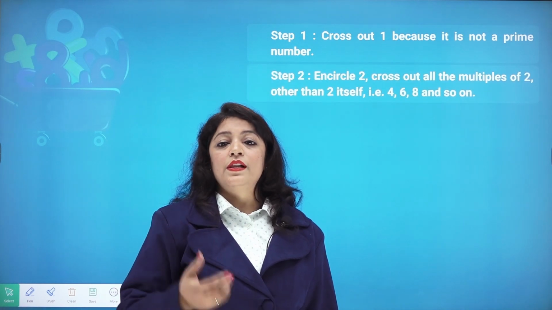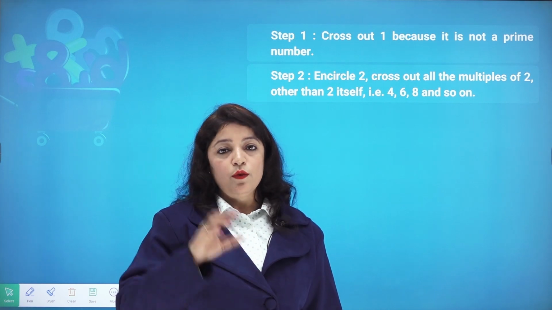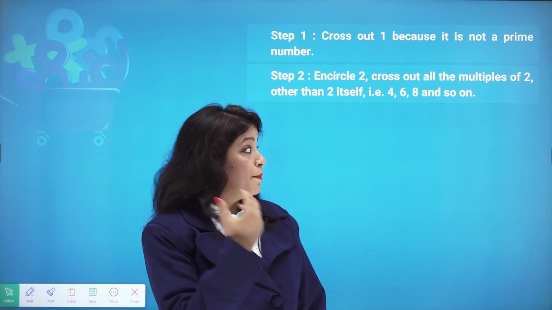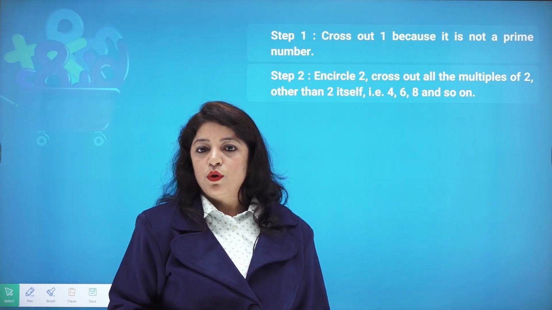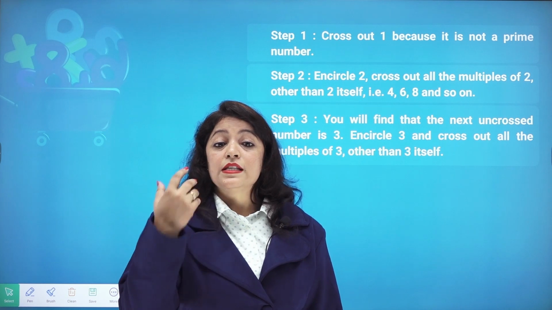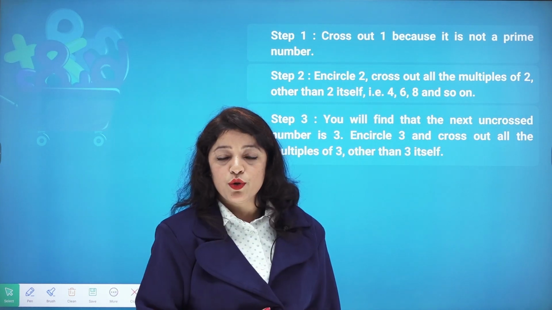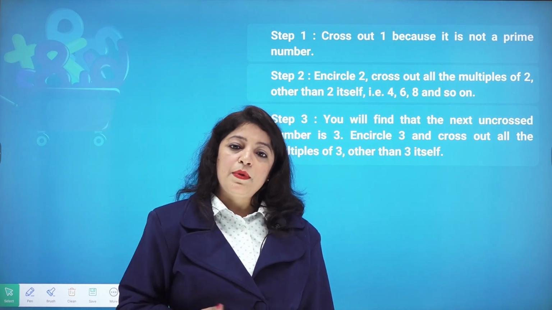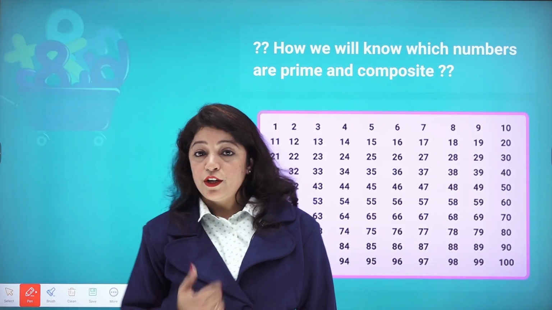We will cross out the numbers which are not prime, the composite numbers, and we will encircle the prime number and cross out all the multiples of that number. For example, we'll encircle 2 and cross out all the multiples of 2. Then we will encircle the next uncrossed number, which is 3. I'll show you here how we will do that.